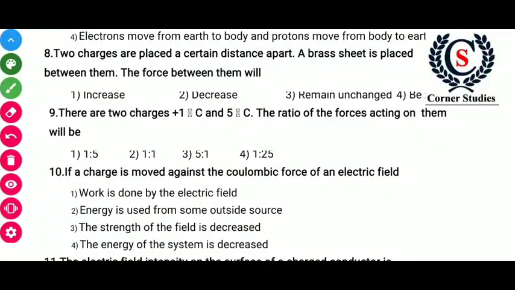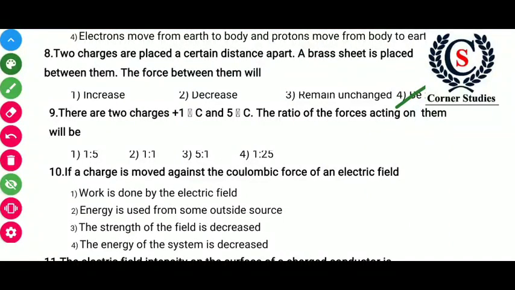Next question, 8th one. Two charges are placed a certain distance apart. A brass sheet is placed between them. The force between them will increase, decrease, remain unchanged, or be 0. Answer: 0. Next question. There are two charges, +1 C and 5 C.